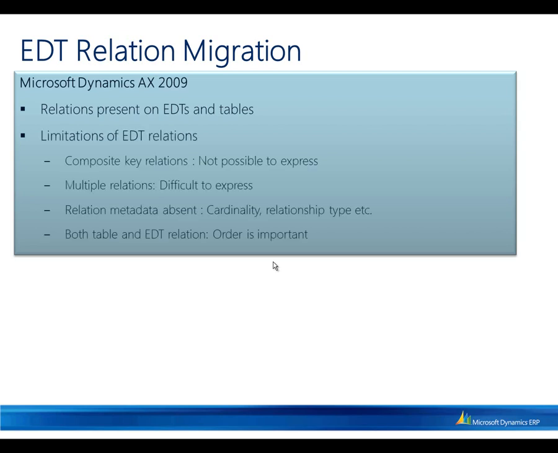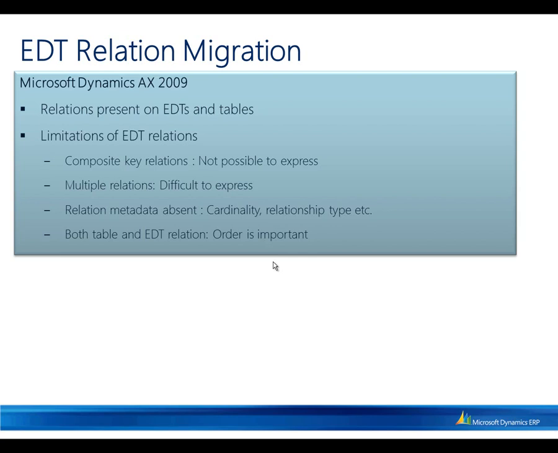The relations on the EDT have certain limitations to them. For example, composite keys, that is relations based on multiple fields, could not be expressed using the EDT relations. Also, it was difficult to express multiple relations between two tables using EDT relations. In addition to all of these, the relation metadata was not present on the EDT relations. On the relations node on tables, rich relation metadata can be expressed, such as cardinality, relationship type, etc.